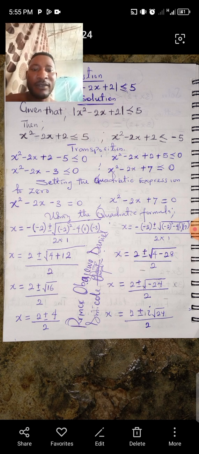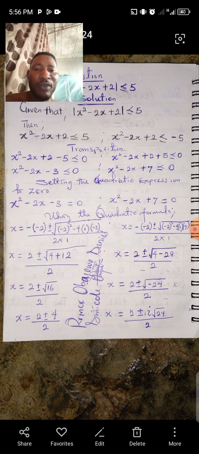Now if you simplify this further, for the first one, x equals 2 plus or minus the square root of 4 plus 12 all over 2. And the second one, we have x equals 2 plus or minus the square root of 4 minus 28 all over 2. Simplifying this further, we have x equals 2 plus or minus the square root of 16 all over 2. Then the second one, we have x equals 2 plus or minus the square root of minus 24 all over 2.